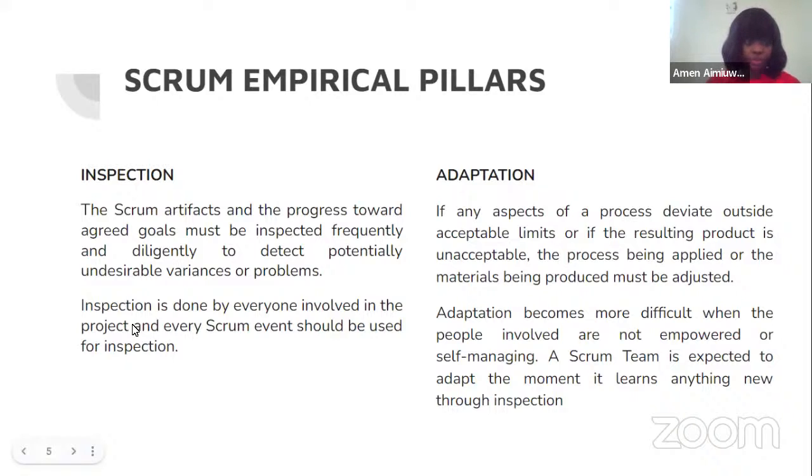Then adaptation: if any aspect of the process deviates outside acceptable limits, or if the resulting product is unacceptable, the process being applied or the materials being produced must be adjusted. Like we all know, Agile actually focuses on accepting change, which is to make sure that if there's a change in the industry, a particular process is easily adaptable. So adaptation is just the Scrum team being able to adapt to change.